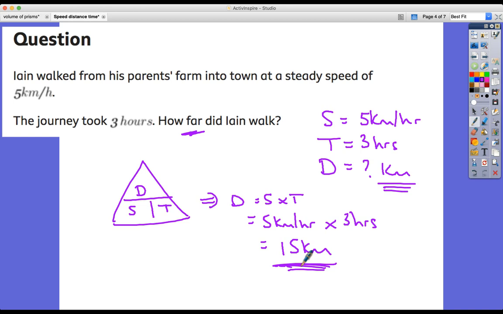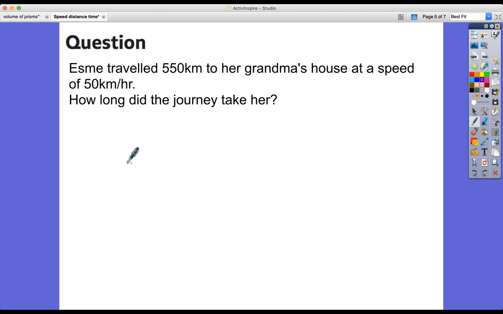Okay. Question 3. Esme travelled 550 kilometers to her grandma's house at a speed of 50 kilometers per hour. How long did the journey take her? Okay, so let's just jot down the things that we know. The distance, first of all. The distance is 550 kilometers. The speed is also given to us. That's 50 kilometers per hour.